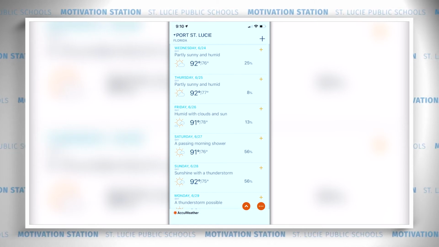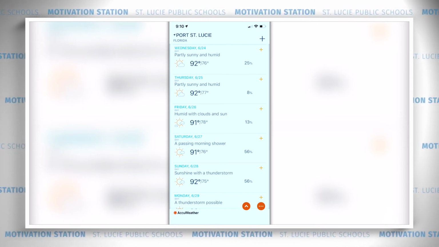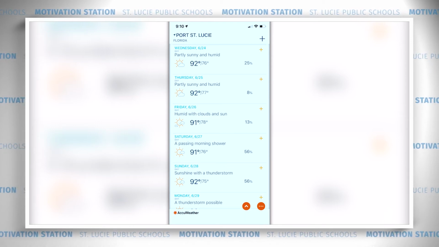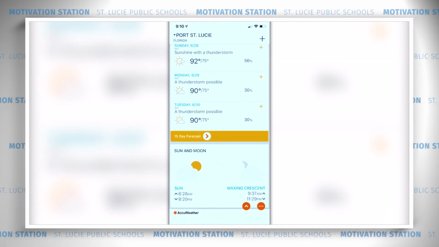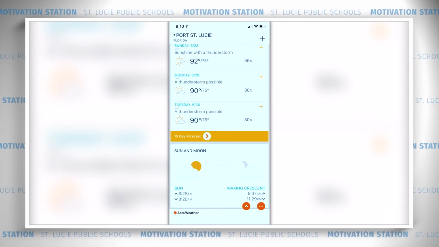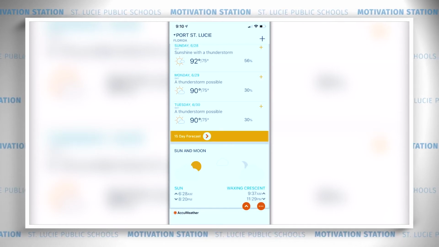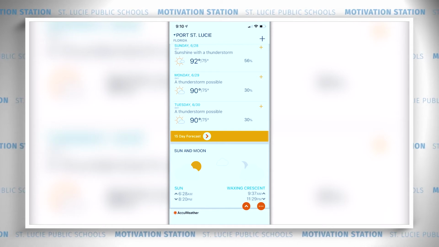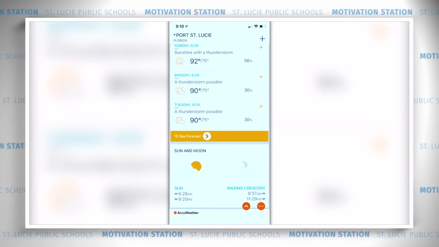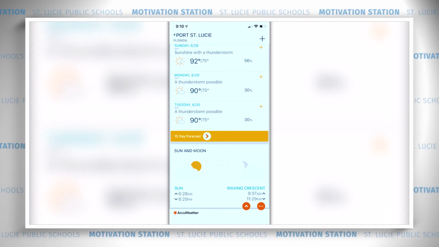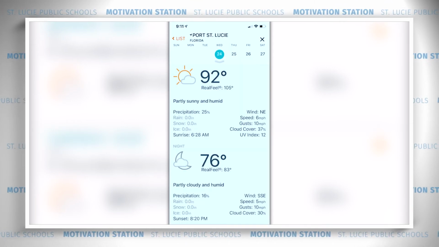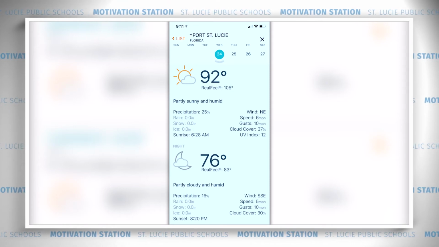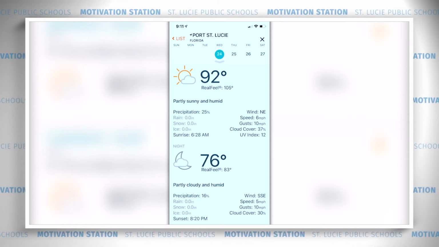Like this goes all the way through Monday the 29th. And I can see my highs every day are in the low 90s, but it says humid a lot. What else can we see? There's, oh look, the sun and moon. So the sun is rising right now around 6:28 and it sets at 8:20. And the moon tonight is a waxing crescent. That's pretty cool. We can see all that.